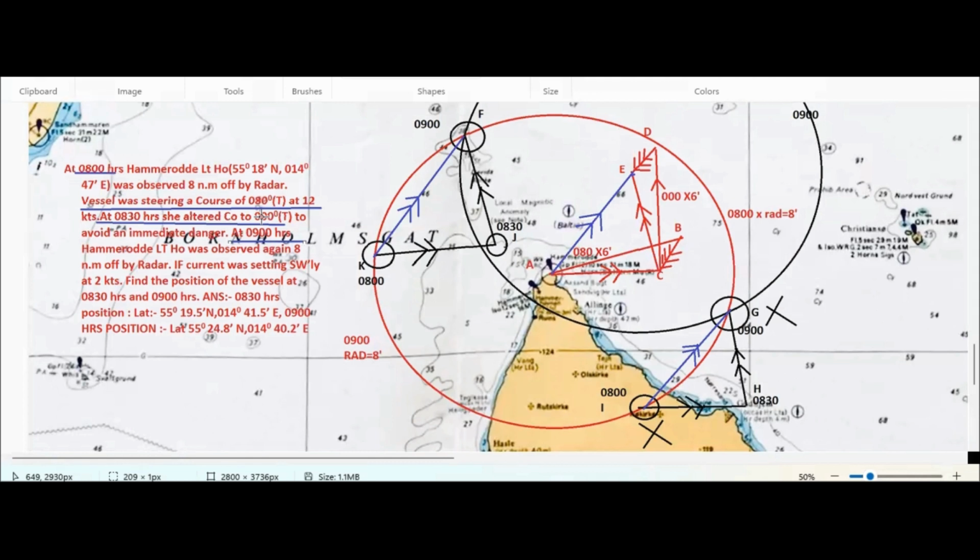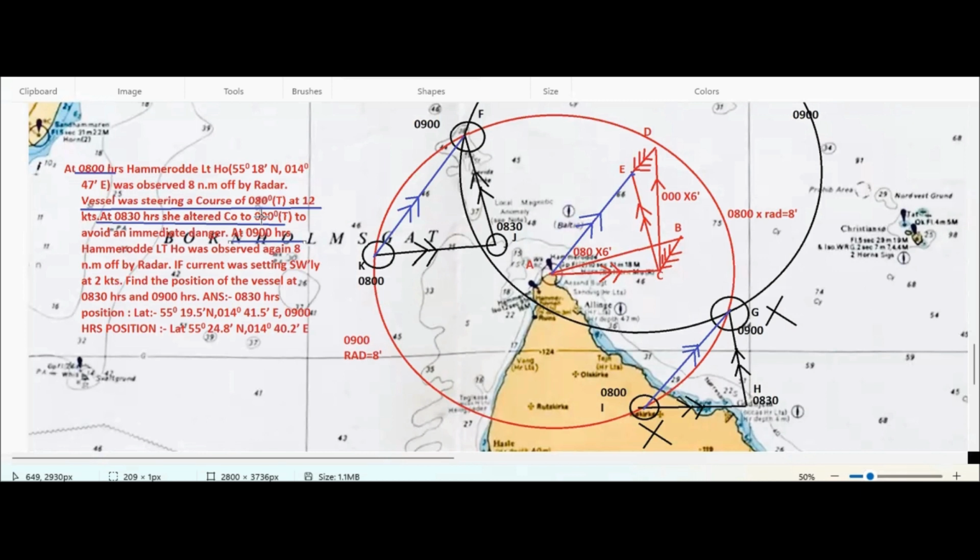So this is a transfer of position circle. Naturally, the first course was 080 and the distance 6 miles, because for half an hour the engine speed was 12 knots. So 080 into 6 miles, AB, then current for half an hour and we got the C point. The next course was 000, we applied 000 into 6 miles, then half an hour current and joined C.